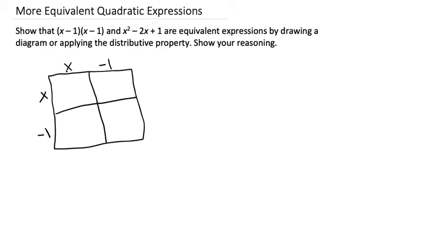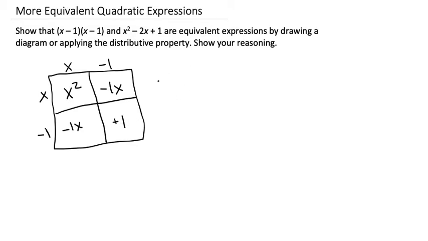So when we multiply x minus 1 times x minus 1, we get 4 pieces. And so our first piece is going to have an area of x squared. Our second piece is going to be -1 times x, or -1x. Our third piece is also going to be -1x, -1 times x. And our fourth piece is -1 times -1, and so that's going to have an area of +1. I'll put a plus sign in front of it to remind myself that it's positive, but you don't need to, you could just write a 1.